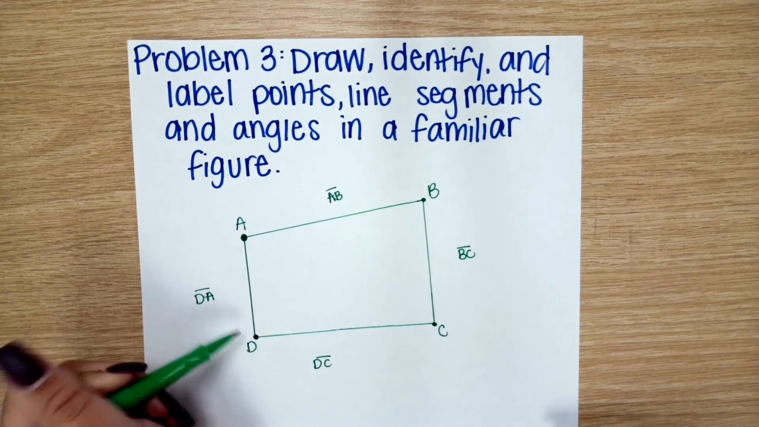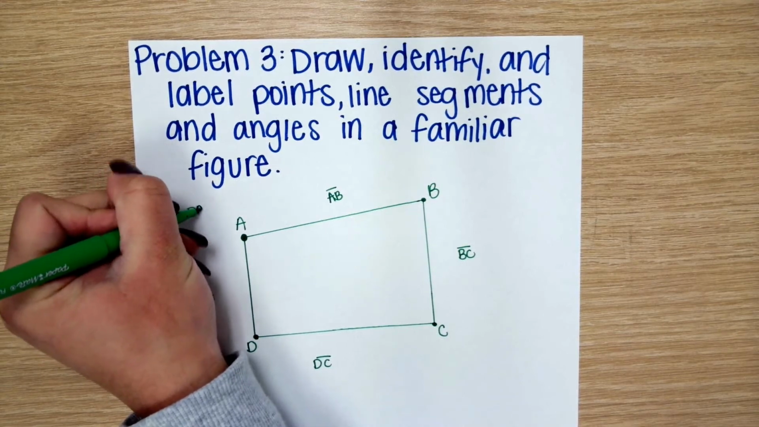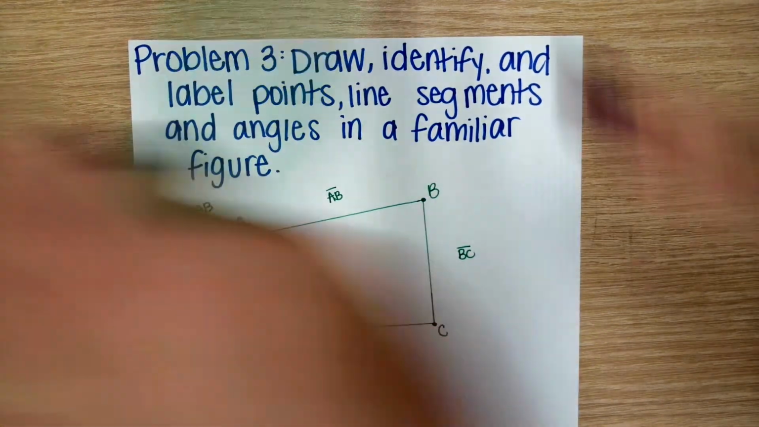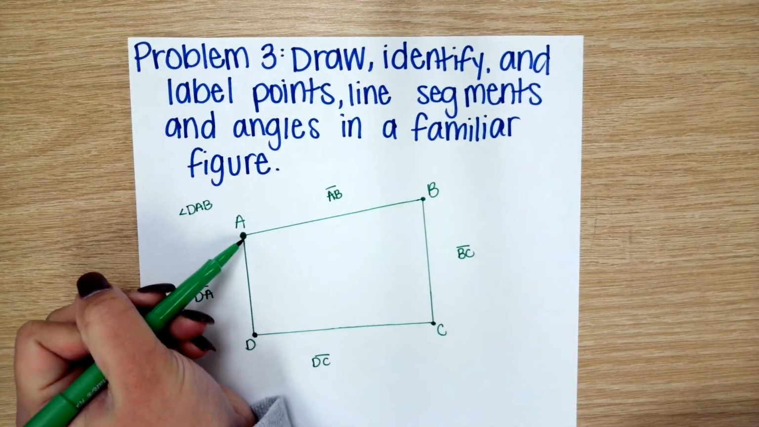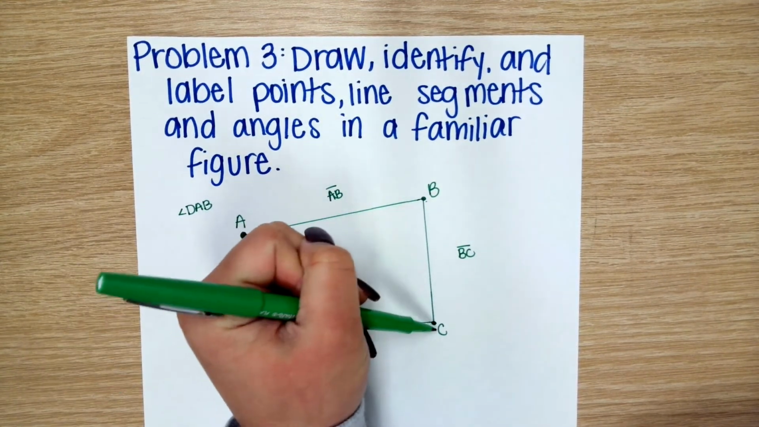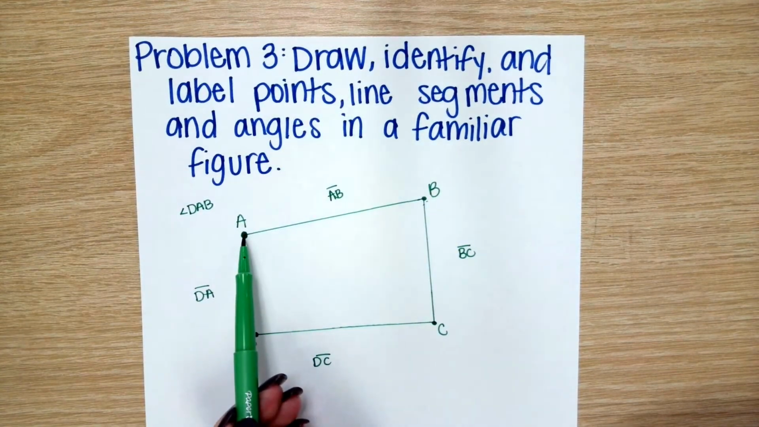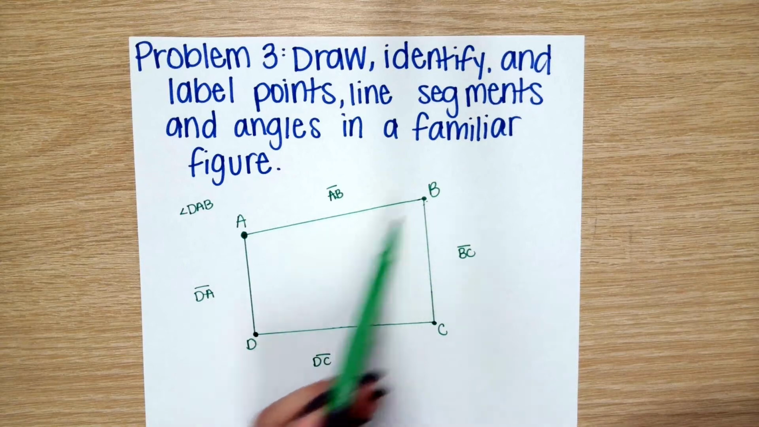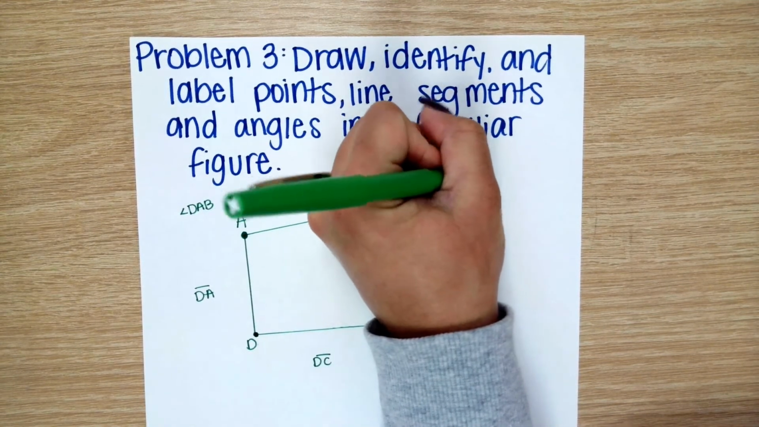So take a look. I have an angle right here, DAB, just like, what is it? DAB. All right, we have also another angle, ABC. CB and AB meet to form the same angle right here. They have the same point on the end. So ABC is an angle.